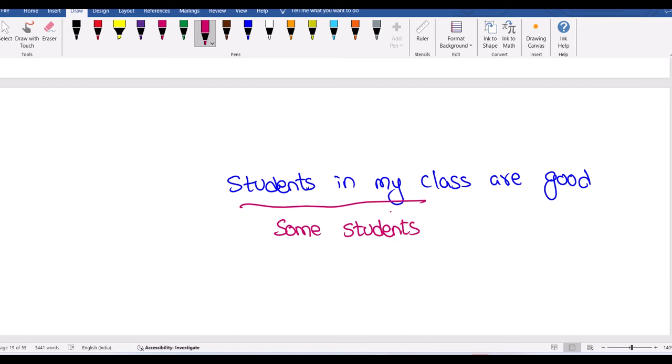Now, the remaining students, those who are not in my class, may be good. They may be not good also. There is a possibility. The remaining students may be good, may be not good also. Then what do I have to go ahead with?